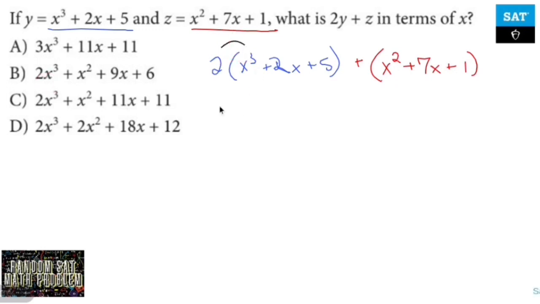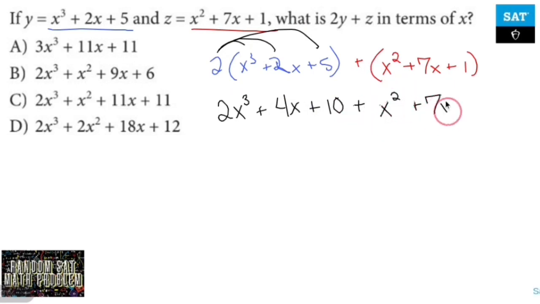Distribute. 2 times x cubed is 2x cubed. 2 times 2x is 4x. 2 times 5 is 10. If there's either nothing or a plus sign in front of a parentheses, the parentheses is useless, so let's get rid of them. Like that. Let's see what combines. I can combine 2x cubed with nothing. So that was fun. That was worth an underline.